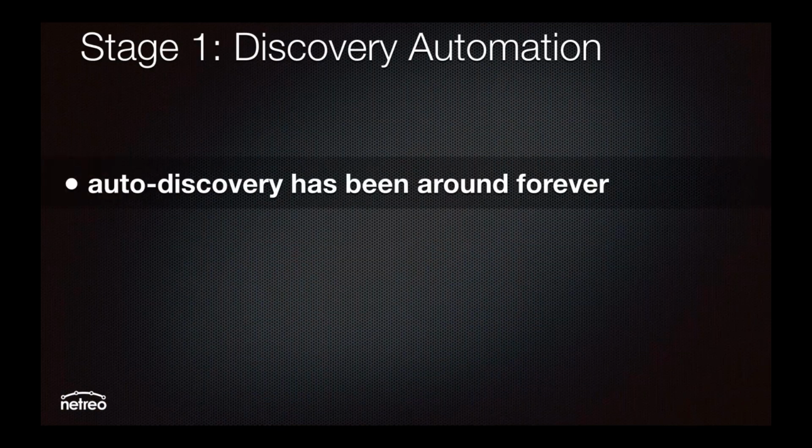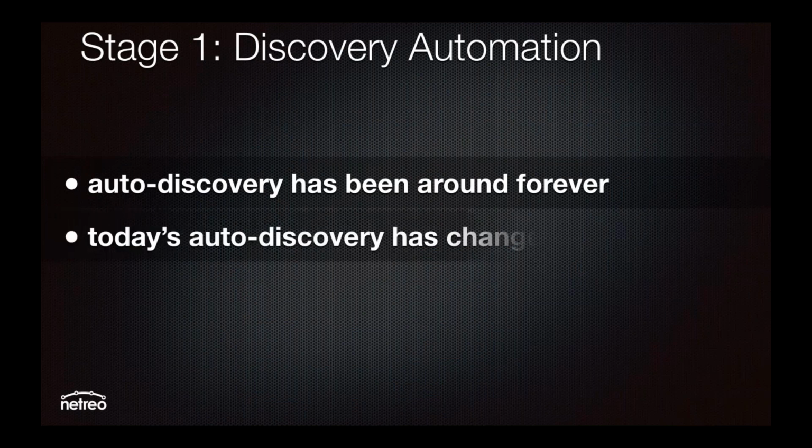So the first stage of automation is what we call discovery automation. This technology has been around in its most basic form forever. And today, auto discovery has changed quite a lot. So it's no longer just scanning the network for new devices, although that's still important in a lot of environments. Today, there's a lot of things you can't scan that way, though, like isolated virtual systems, DMZs, cloud hosted systems, microservices, containers, just to name a few.